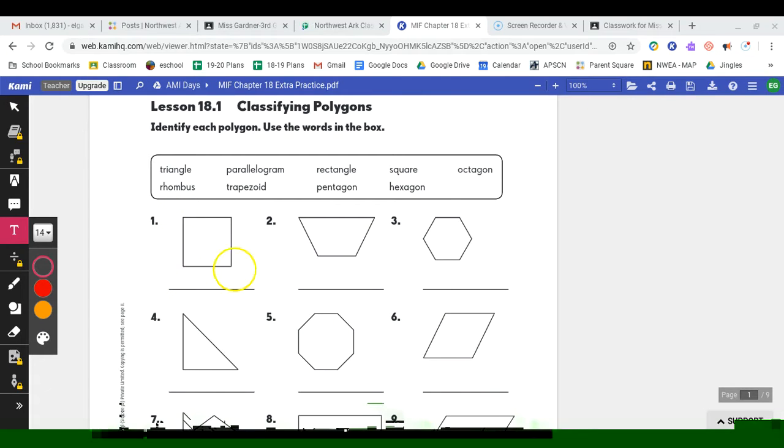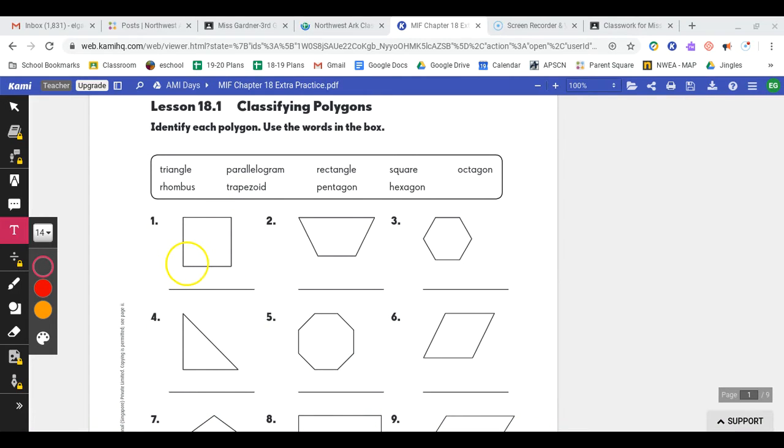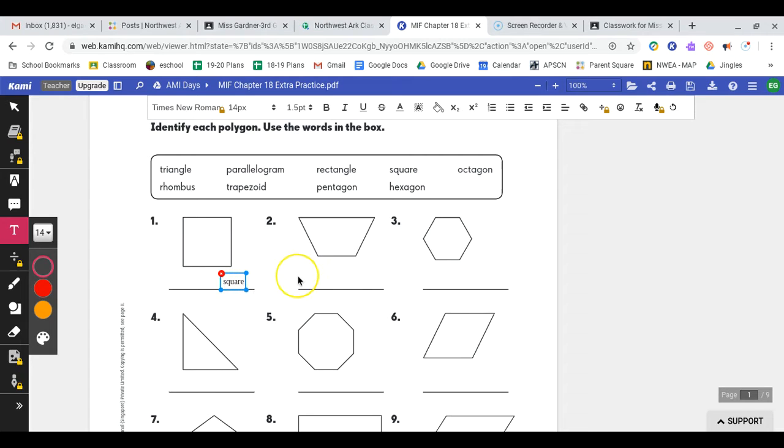So here is a shape with four sides, which makes it a quadrilateral. And this shape has all four sides the exact same length. Also, all angles on the inside are right. So what shape is it? Yep, a square. So we'll write square here.